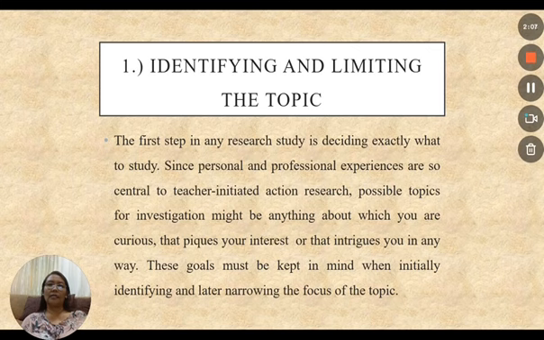Since personal and professional experiences are so central to teacher-initiated action research, possible topics for investigation might be anything about which you are curious, that piques your interest, or that intrigues you in any way. This goal must be kept in mind when initially identifying and later narrowing the focus of the topic.